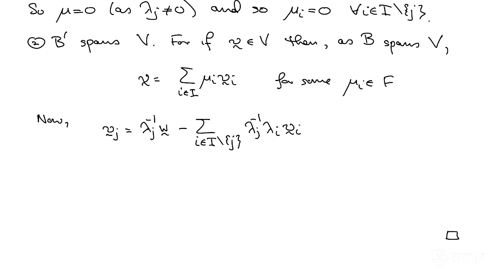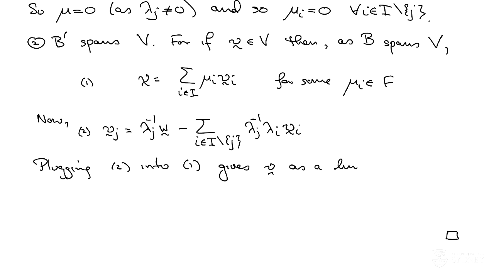Again, by hypothesis, the lambda J was non-zero. Good. So plugging that one into the other one, so call that 2 or something. Plugging 2 into 1 gives V as a linear combination of elements of B prime. So we're done.